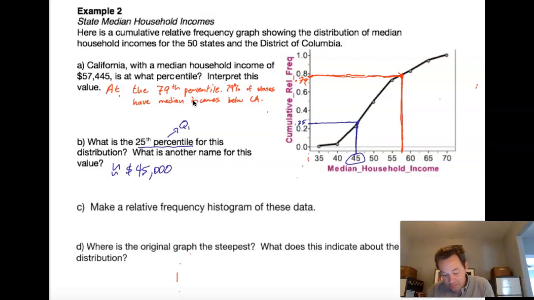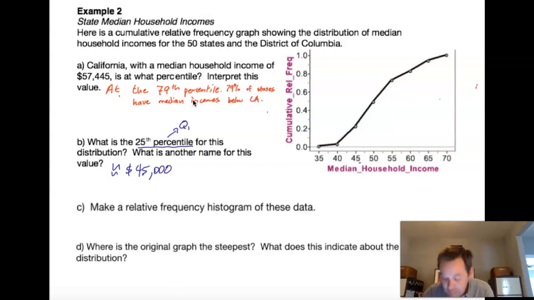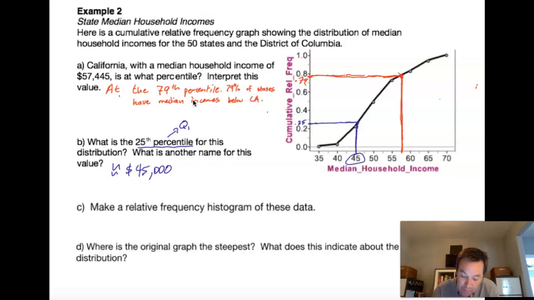Okay, make a relative frequency histogram for this data. So this is an important one. You can kind of visually extract enough information to make a histogram from a cumulative relative frequency graph. The way to do it, they've already split these up into buckets for us, or into classes, right? We have class widths of 5,000, I suppose.